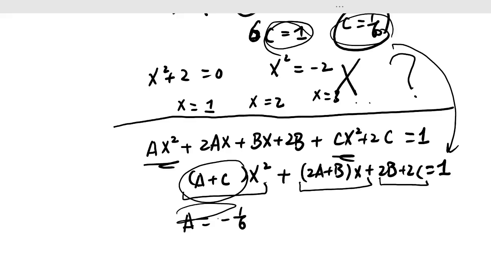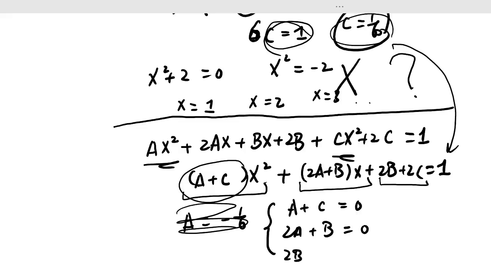So what we're going to do is set up the system of equations. So a plus c equals 0. 2a plus b must be 0. And 2b plus 2c equals 1. So you solve this system of equations because it's 3 equations for 3 variables, we are able to solve it. After we solve, we can easily plug back into our problem and get the final answer done.